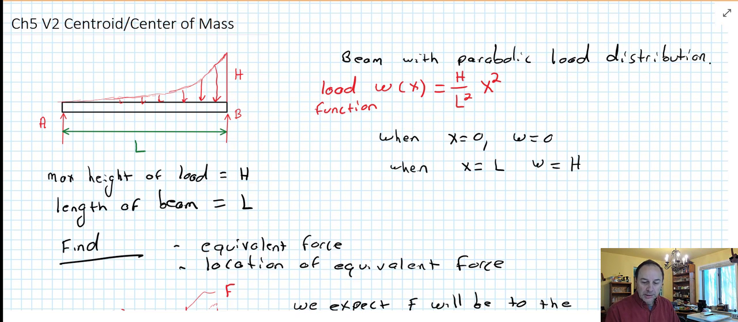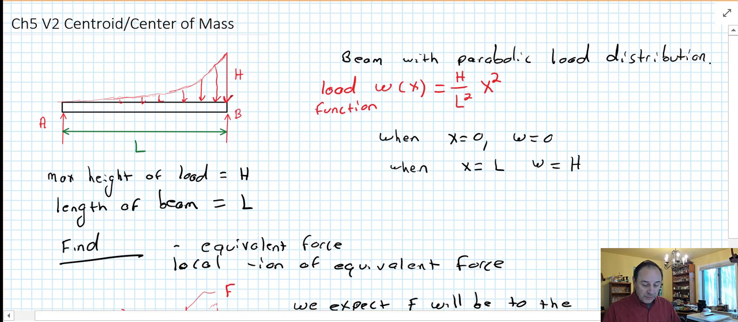So that load function is h over l squared times x squared. H and L are constants. H is the maximum height of the load. L is the length of the beam. And x varies. It's the distance from A, just like last time. So when you look at the function, it makes sense. When x is 0, there's no load. At the point x equals L, the magnitude of the load is h. That's the maximum.